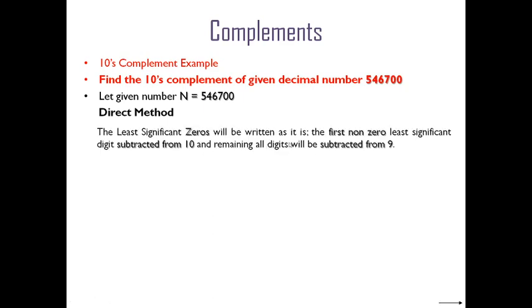Okay, these are the steps. Write down the least significant zeros as it is, and subtract the first non-zero least significant digit from 10, and subtract all remaining non-zero digits from 9. Now this is the given example, given decimal number. From this I am writing directly the tens complement like this. First I am writing zeros as it is.